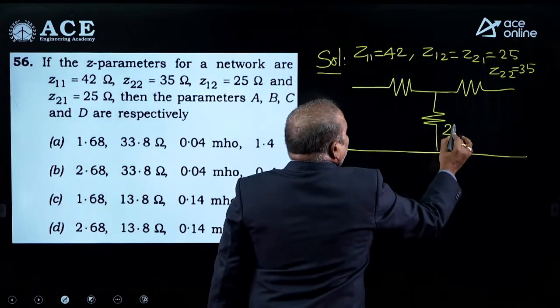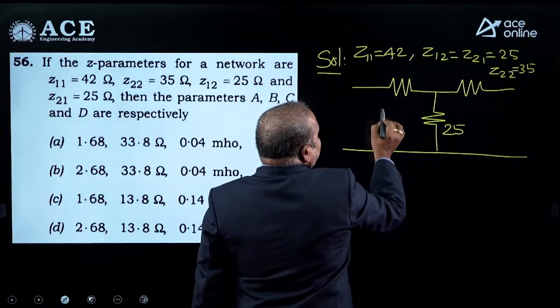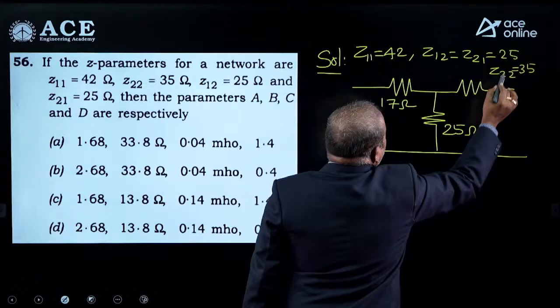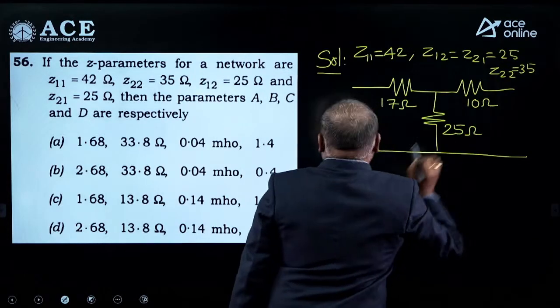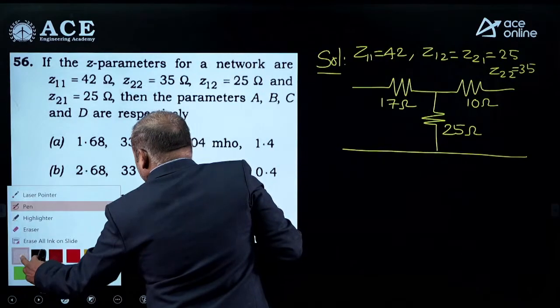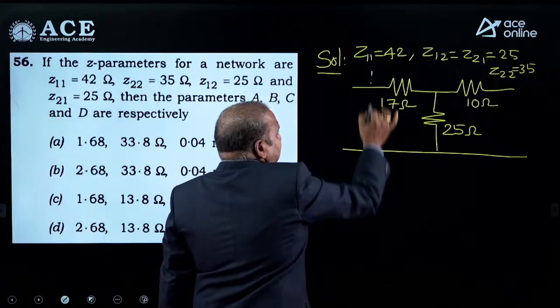Now here this is 25. You will get 25 plus 17 is equal to 42, and this one 35 is nothing but 10. Now once you know the network, you can easily get the ABCD parameters matrix by knowing that single element.